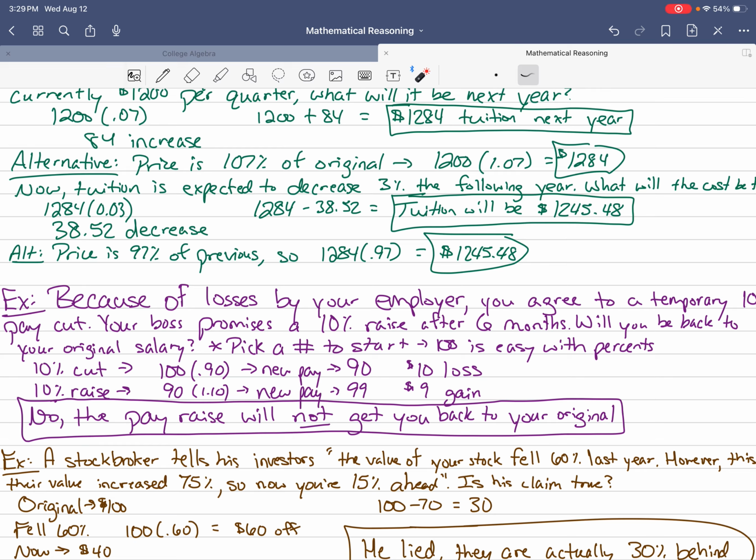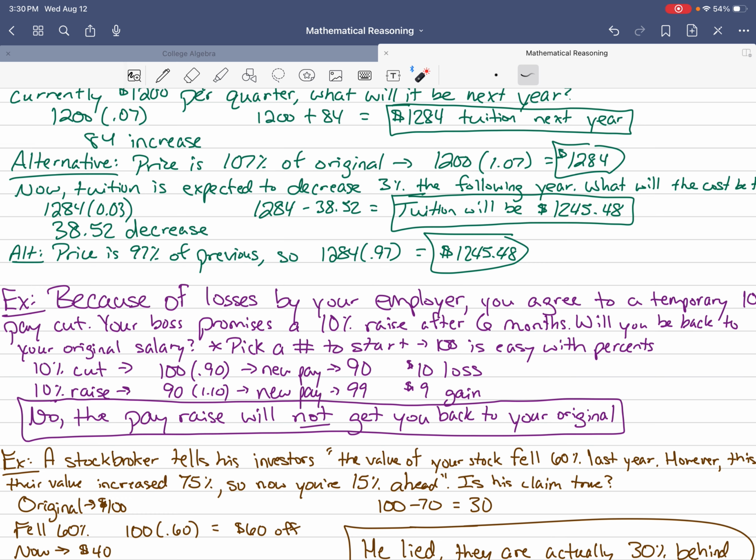But the point of the question was, will I be back to my original salary? I lost 10, I gained 9. So, no, the pay raise will not get you back to your original. Now, again, if you were given a specific salary, you could have run through the same process. You would have just used a different number to start with than 100.